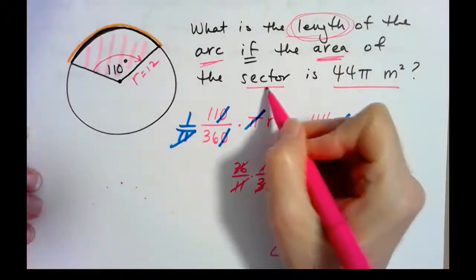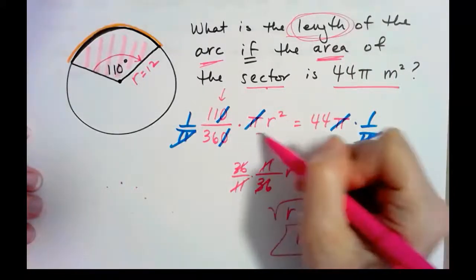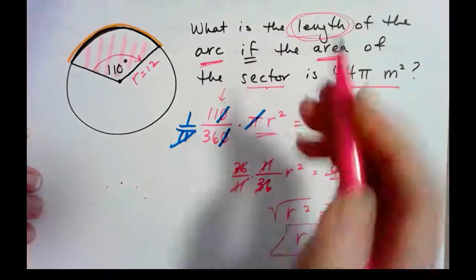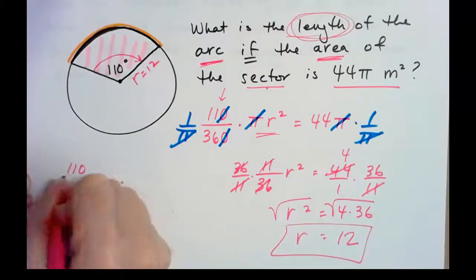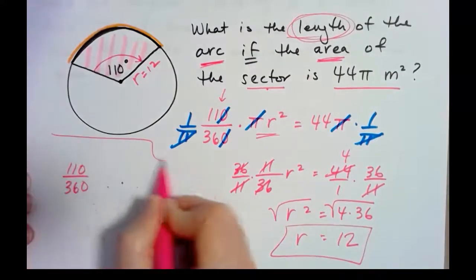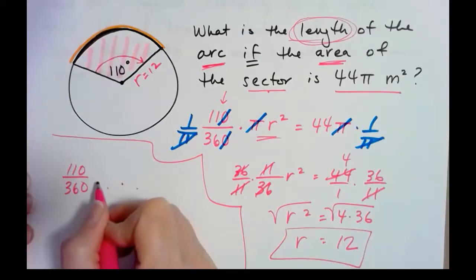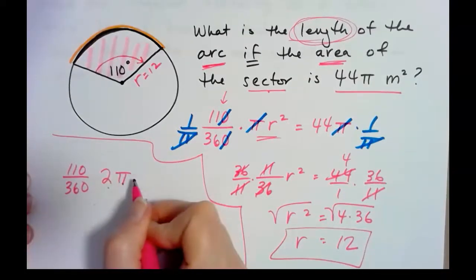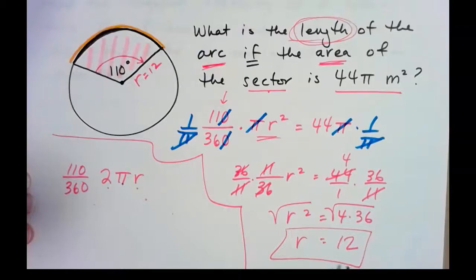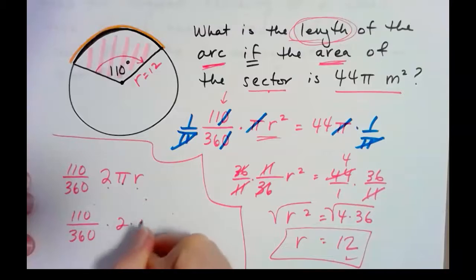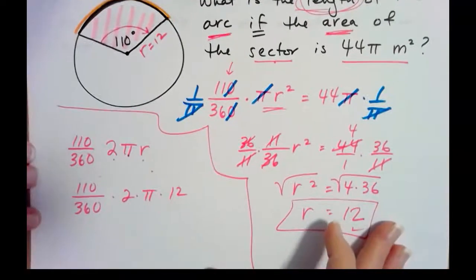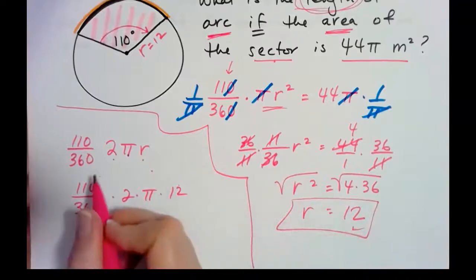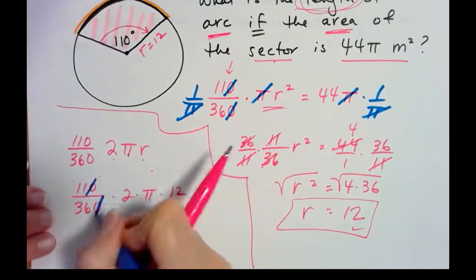So if the sector is a fraction of the area, the arc length is simply a fraction of the circumference. So circumference is 2 times pi times r, and we now know that our r is 12. So 110 out of 360 times 2 times pi times 12. So let's do some simplification here. First of all, the zeros.